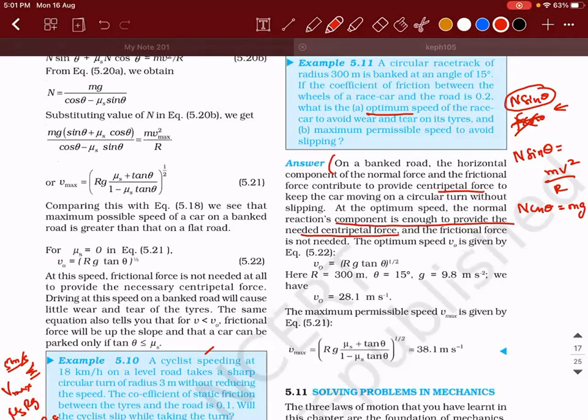Applying all those things, and dividing both, v square is equal to rg tan theta. So substitute, you will get the answer. Secondly, maximum permissible speed to avoid slipping. That is the formula that I've already told. So you substitute it, you will get the answer. Okay. So this is all about circular motion of a car on a level road and a banked road.